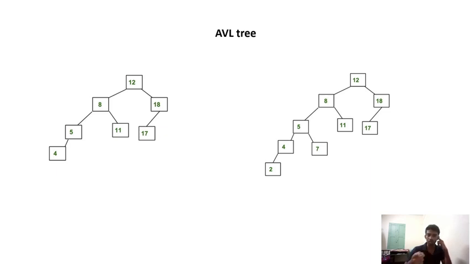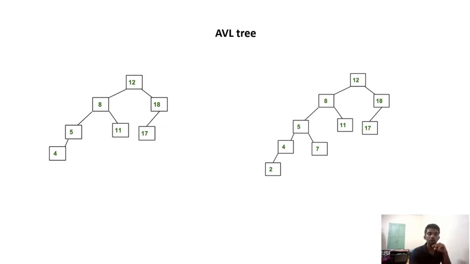To move up to the node 8, we have 5 and 4 as the left subtree, and to the right we have 11. So there are two nodes on the left side, 5 and 4, so the height of the left subtree will be 2, and the height of the right subtree is 11. As it's only one node, the height will be 1. So 2 minus 1 will be 1. So the value of the node 8 will be 1.